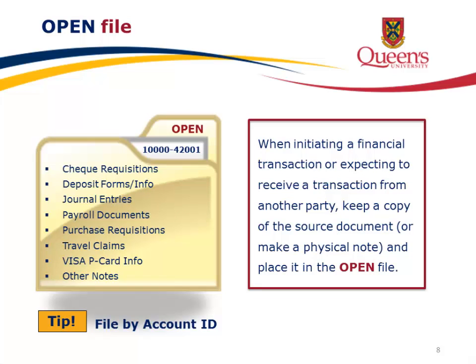When initiating a financial transaction or expecting to receive a transaction from another party, keep a copy of the source document or make a physical note and place it in the open file. In our example, you can see that the open file contains copies of source documents such as check requisitions, deposit information, journal entries, payroll documents, purchase requisitions, travel claims, Visa P-card information, and other relevant notes. Here's a tip. Be sure to file your documents by account ID.